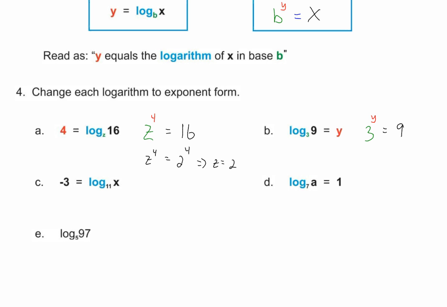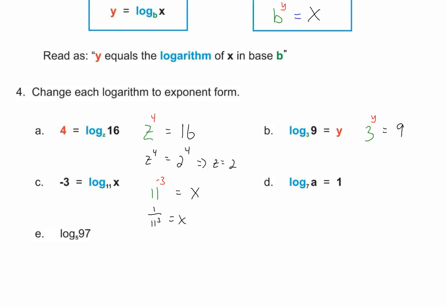Hopefully you looked at the base and said the base is 11. The exponent is the negative 3, and it equals x. You could punch this out in your calculator, or you could change the form because we understand what negative exponents are. In reality, x equals 1 over 11 cubed, and that's going to be 1 over 1,331.